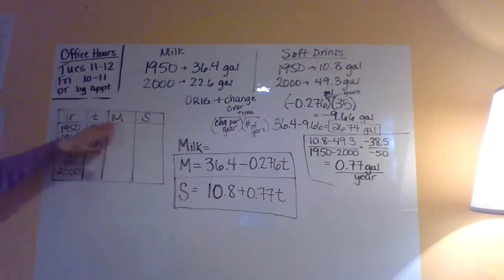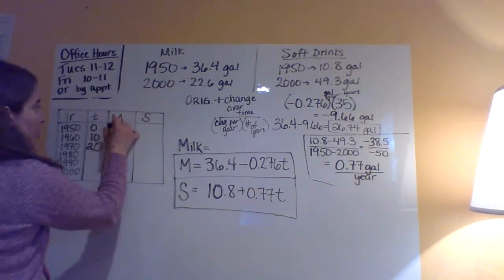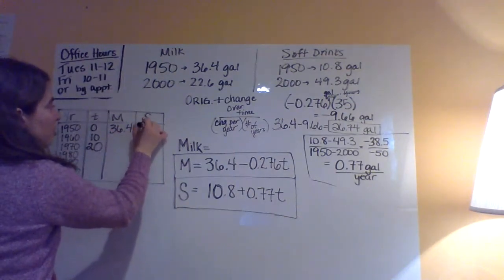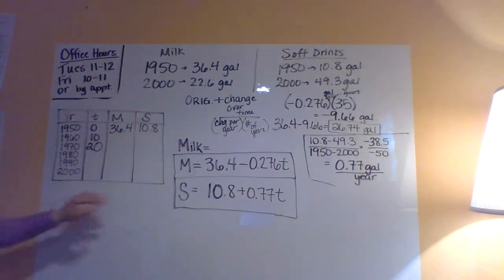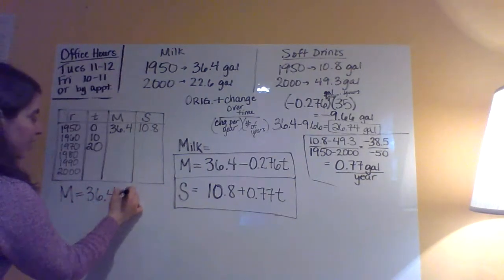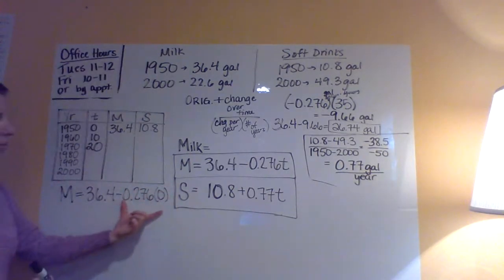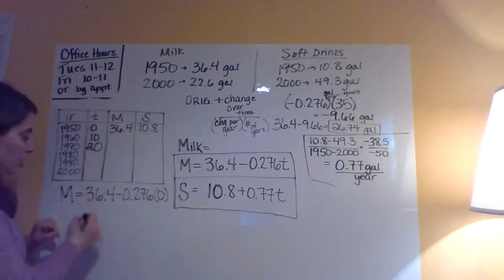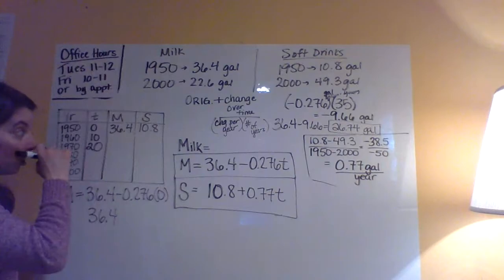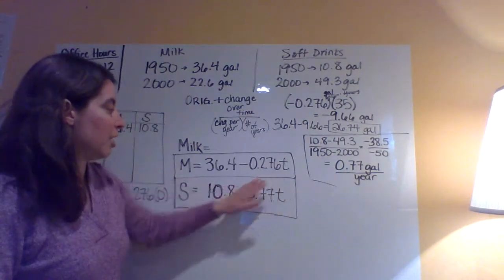Okay, so for the first row here, 1950, I want to figure out the milk consumption. Well, we kind of already know that the milk consumption in 1950 was 36.4 gallons. And we know that the soft drink consumption was 10.8 gallons. But we could also use our formula for that, our model. So for milk, we could say 36.4 minus 0.276 times T. In this case, T is 0. Anything times 0 is 0, so we end up with just 36.4. So our model works even for that spot of 0. And the same thing would happen here, right? This would cancel out with 0. We'd end up with just 10.8.